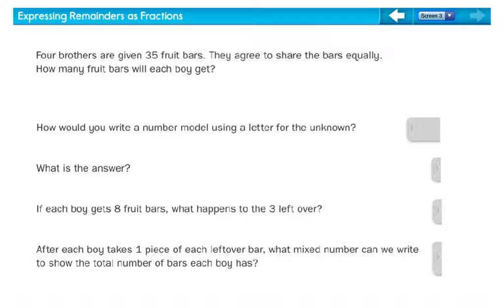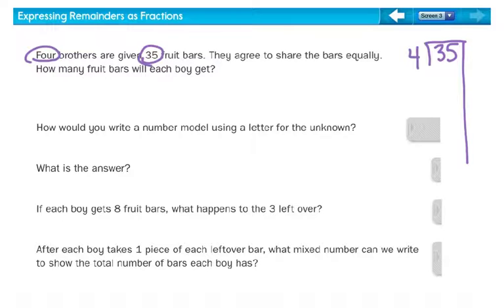Let's try another one. 4 brothers are given 35 fruit bars. They agree to share the bars equally. How many fruit bars will each boy get? So go ahead on your whiteboard and let's take 35 fruit bars divided among the 4 brothers. Now, we could say, are there at least 10 groups of 4? But there's not, so it becomes a basic fact.